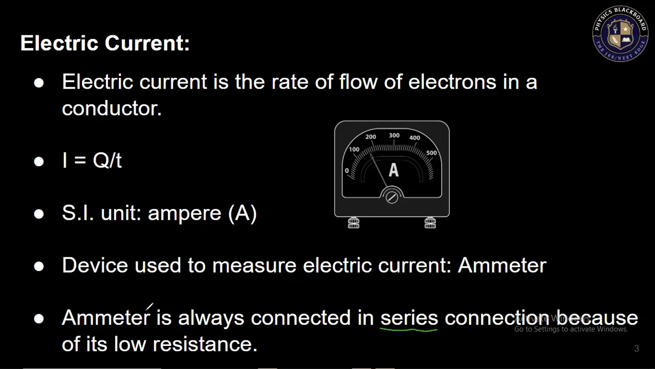Why it is always connected in series connection? Because it has a very low resistance so that it won't affect the flow of charges through the conductor. As it has low resistance, it won't affect any flow of charges through the conductor. And when it comes to the symbol of ammeter, while drawing the circuit diagram, you can take this. That is, this will be the symbol of ammeter. Let's say one end is considered as positive terminal of ammeter, one end is considered as a negative terminal of ammeter. Fine.